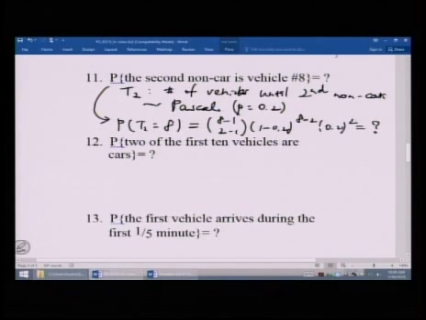How about number 12 then? We want to know the probability that 2 of the first 10 vehicles are cars. Of course, here it is car or non-car, so you need to deal with probability. So we have to stick to the Bernoulli process. In that case, we're going to define n sub 10, number of cars within the 10 vehicles, right?